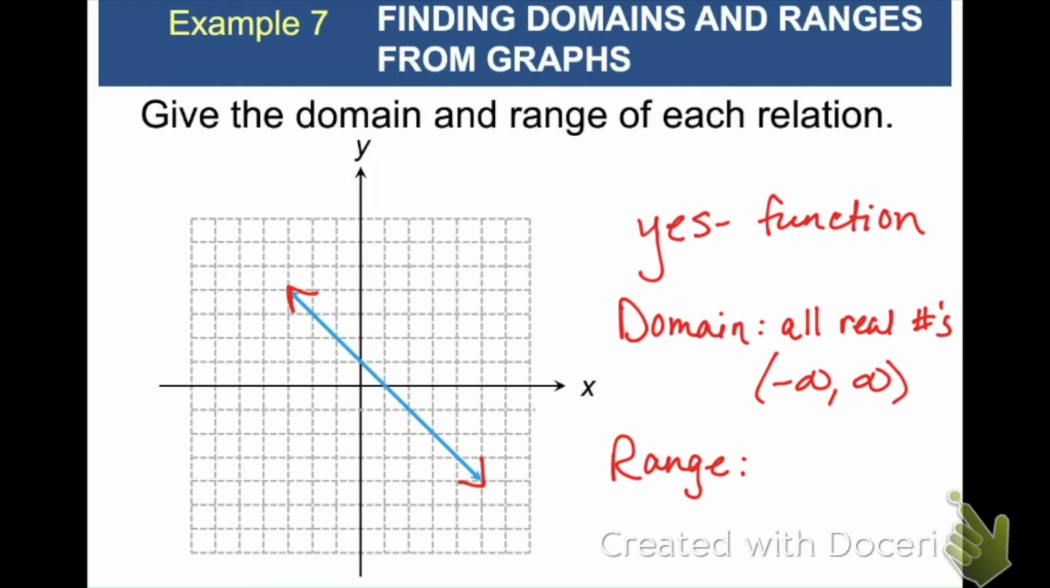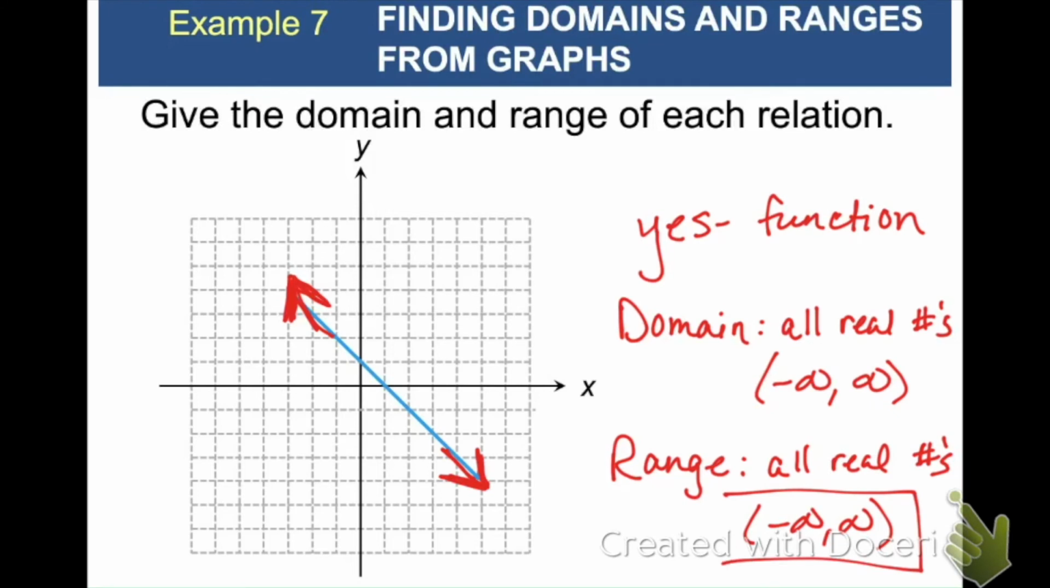The range is the y values, so I'm thinking about the y-axis. The y-axis goes up and down. So I want to think about my lowest value on my graph and my highest value. Once again, if I look at my graph, I've got these arrows here. That arrow is going forever up, and this arrow down here is going forever down. So it's all real numbers again. Instead of writing all real numbers, this is how you would write it, from -infinity to +infinity.